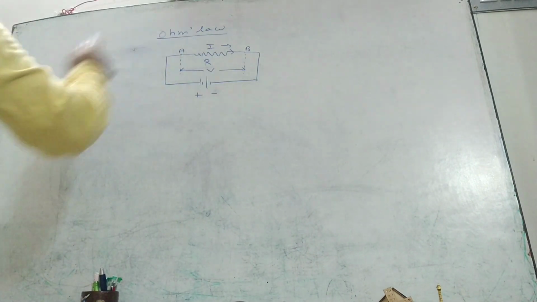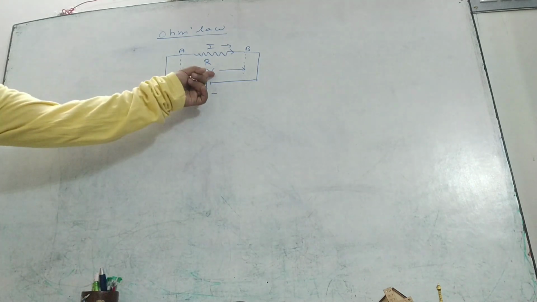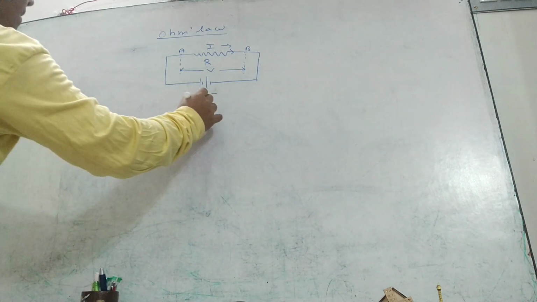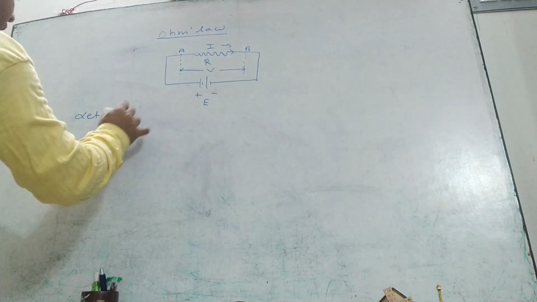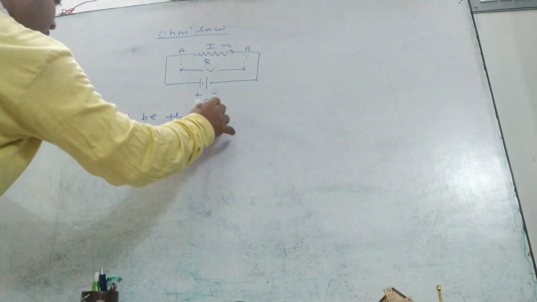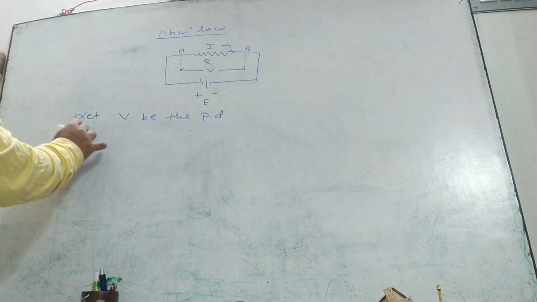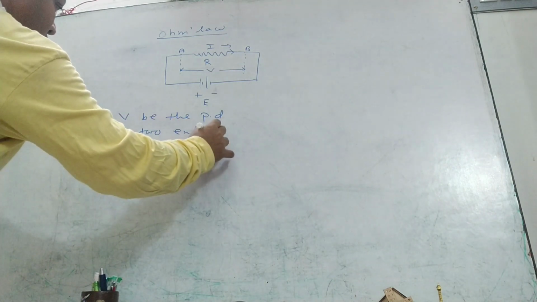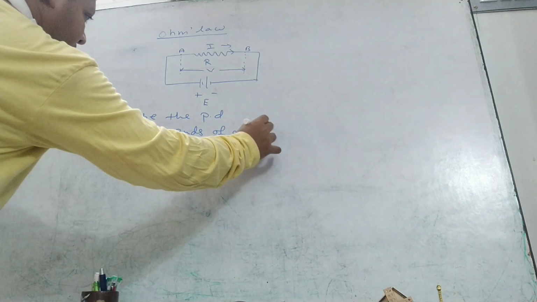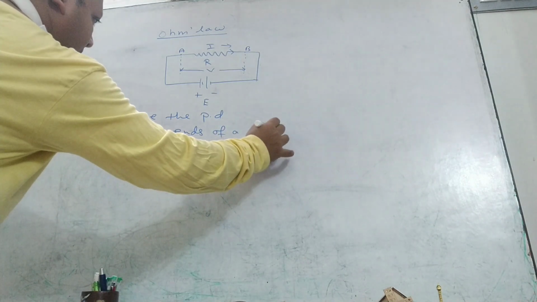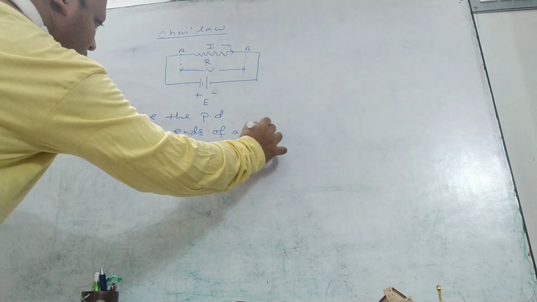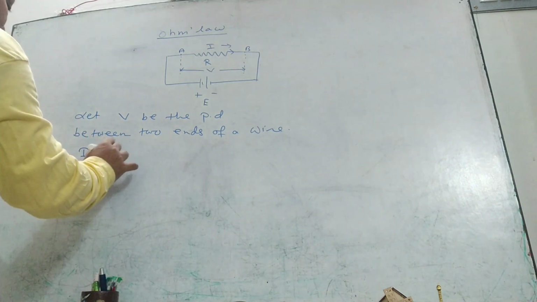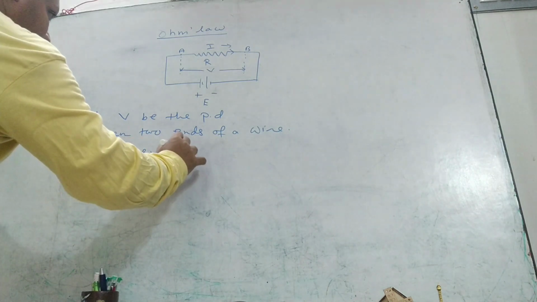Our next topic is Ohm's law. Let V be the potential difference between the two ends of a wire, and I the current that flows through it.